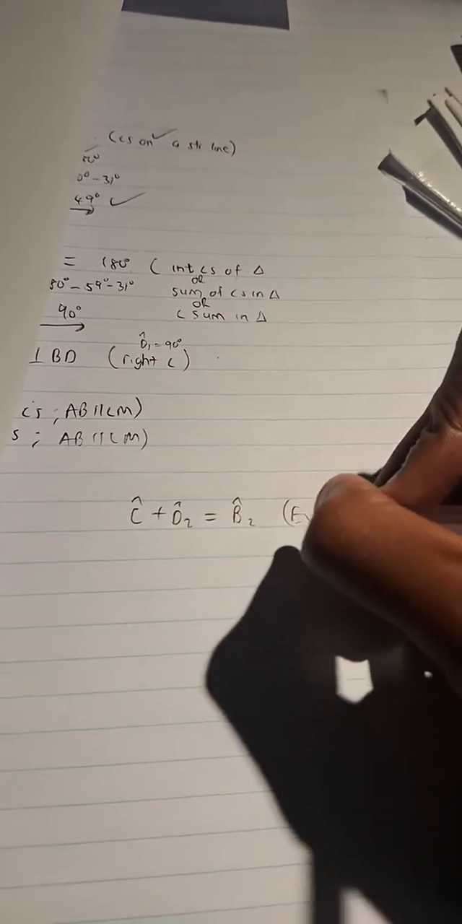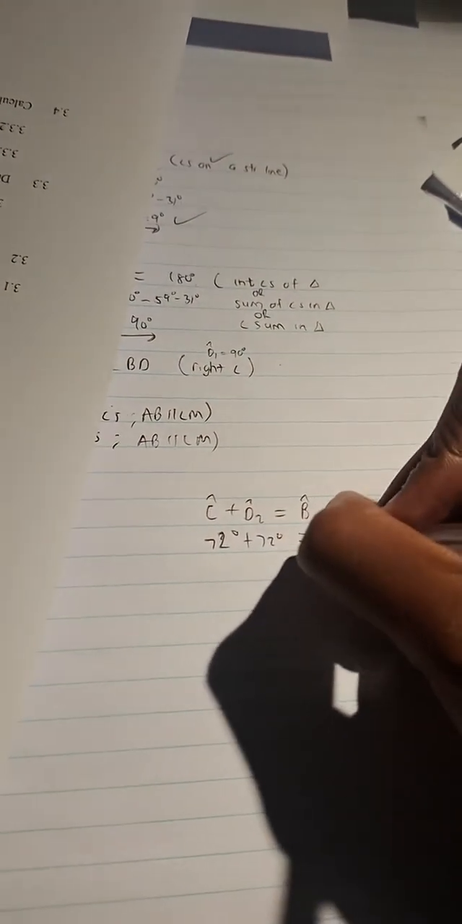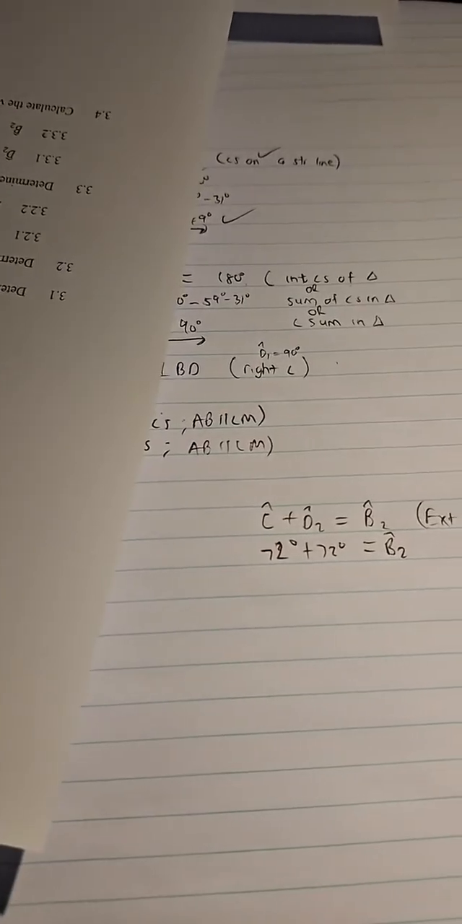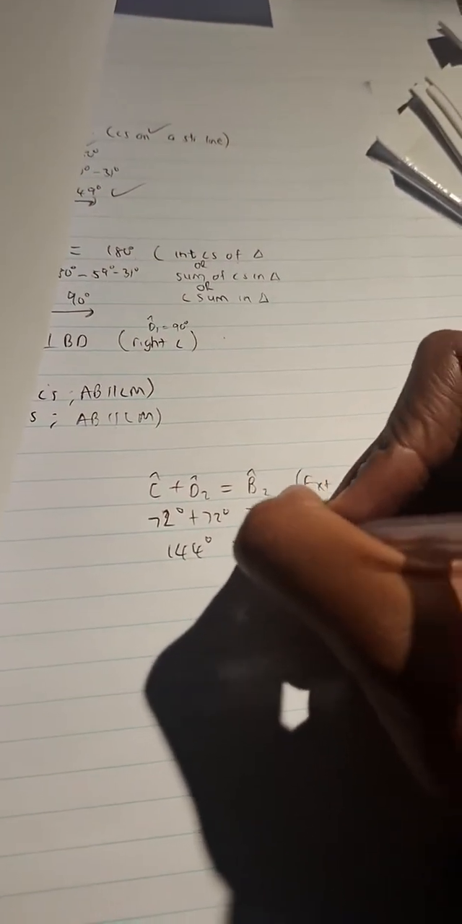What's the reason? Exterior angle of triangle. Angle C plus angle D2. So 72 degrees plus 72 degrees is equal to angle B2. And then what's the addition of the two? 144 degrees. So angle B2 is 144 degrees. Simply put, I update my diagram.